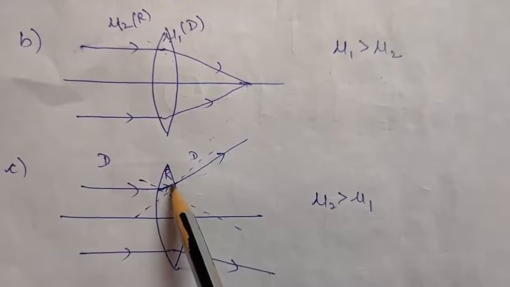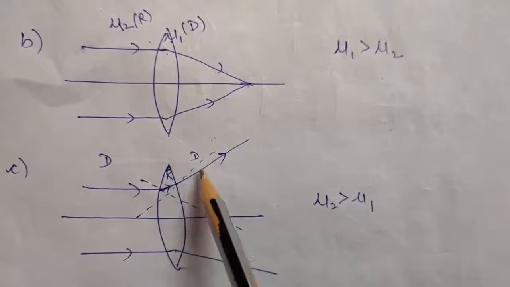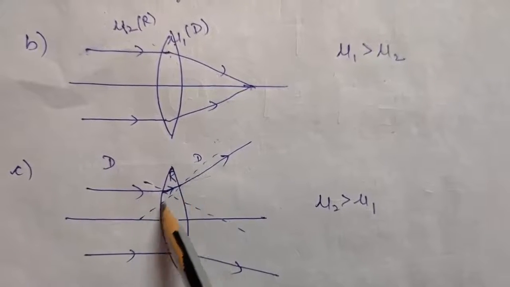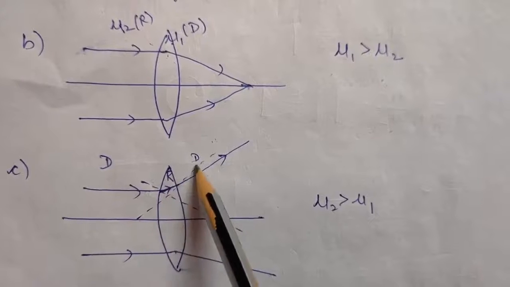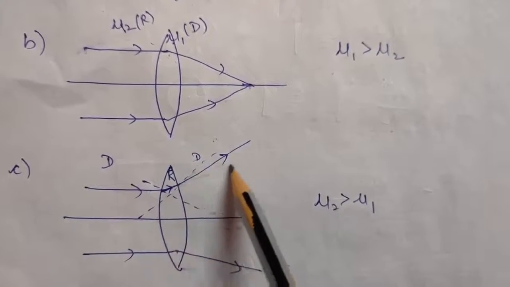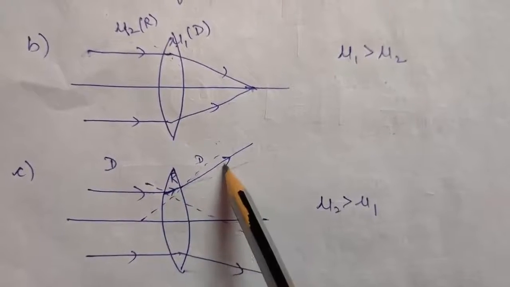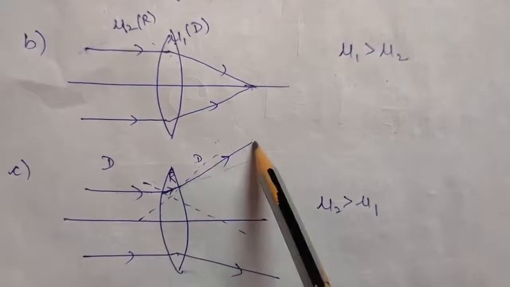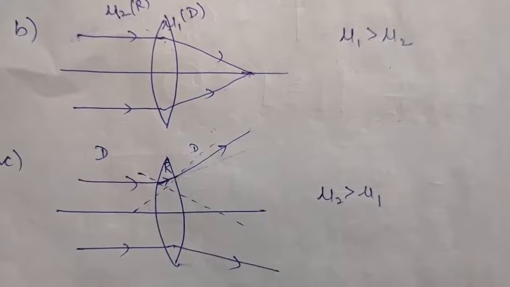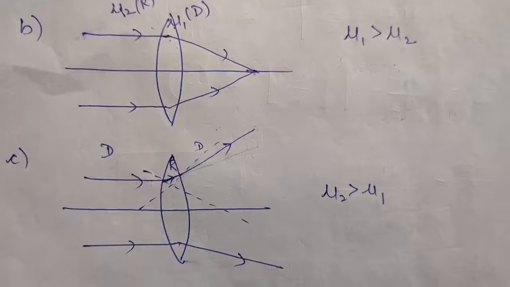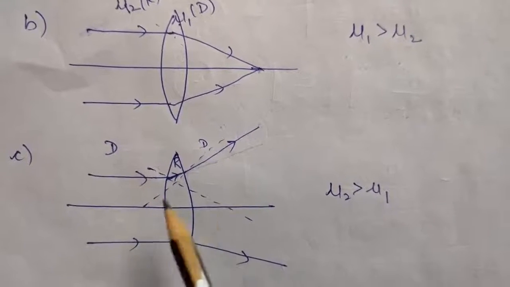Now again this ray is going from rarer to denser. This will be the normal for this surface. Rarer to denser means towards the normal. So initially this ray was going like this, now it has bent towards the normal. As you can see, this light has been diverged by the convex lens. So both the rays will be diverged in this case.